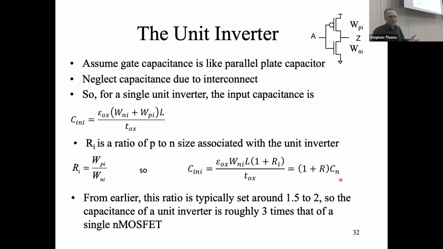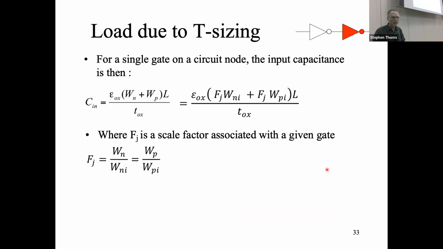So yeah, that's the basic equation there. This is saying that the capacitance of the unit inverter is just 1 plus some ratio times the capacitance of the NMOS. Okay, so it's fairly straightforward at that point.